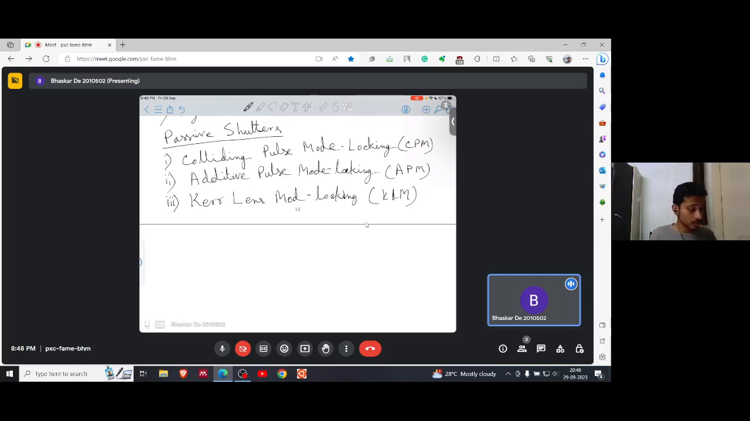So in the colliding pulse mode locking, what happens is that we will have an interaction of two counter propagating pulses in a thin saturable absorber installed within a ring laser cavity. Okay, so basically here two counter propagating pulses will collide with each other and have that mode locking.